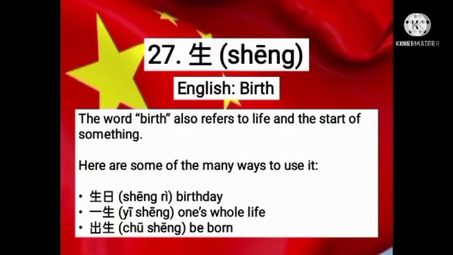27 is Sheng. In English, birth. The word also refers to life and the start of something. Here are some of the many ways to use it. Sheng Ri means birthday. Yi Sheng means one's whole life. Chu Sheng means be born.